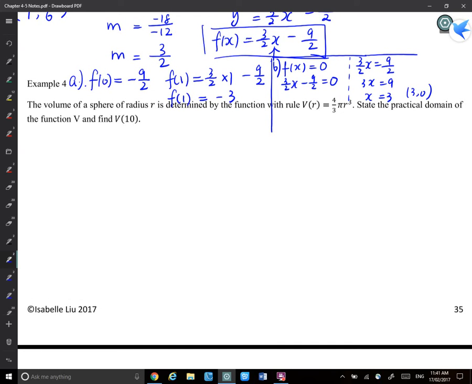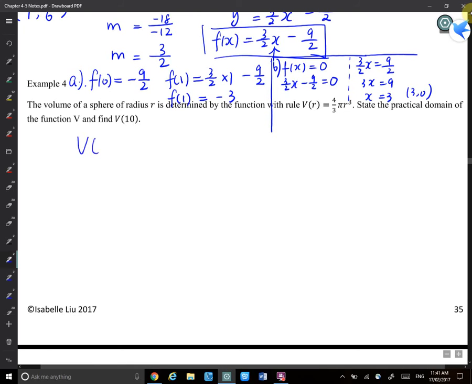Okay, next one. The volume of a sphere of radius r is determined by the function with rule V(r) equals 4 over 3 pi r cubed. State the practical domain of the function V and find V(10). Okay, so V(r) equals 4 over 3 pi r cubed.